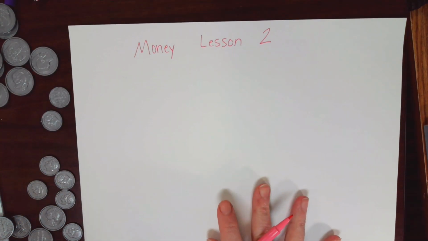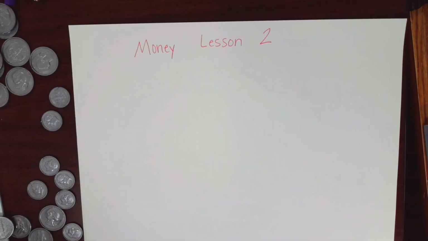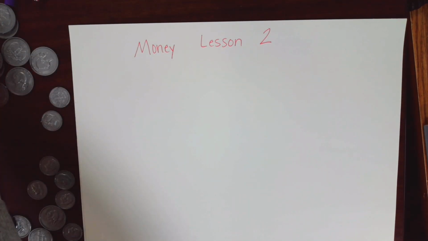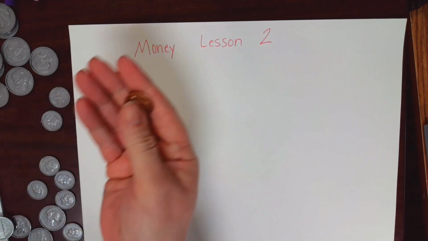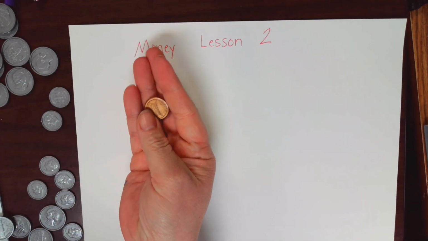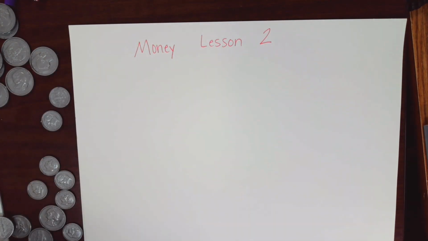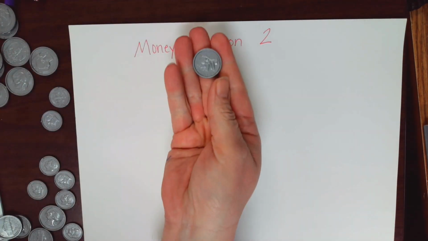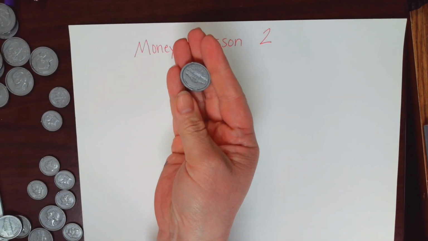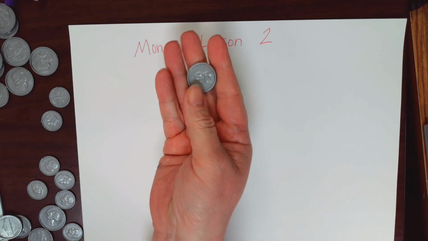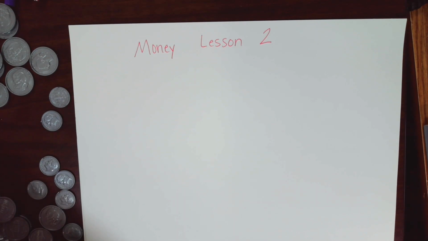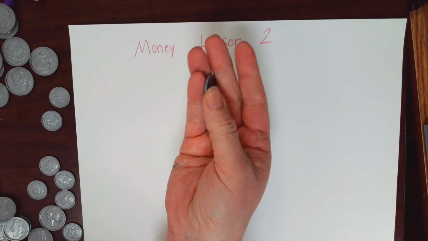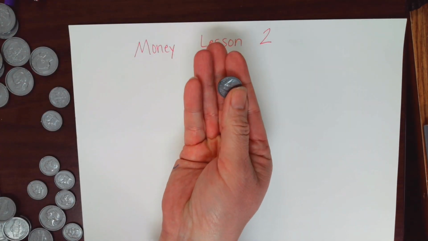So, ladies and gentlemen, money lesson 2. So, we've learned what the different coins are, the most common coins that we use. We've learned that we've got a penny that's a different color than the others, and it's 1 cent. We've learned that we've got a nickel, which is larger than the dime, but yet it has a less value. It's 5 cents. Then we have the smaller dime, which is the smallest, and it's 10 cents.